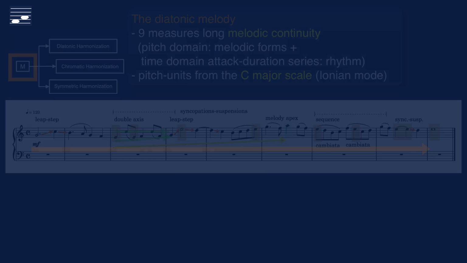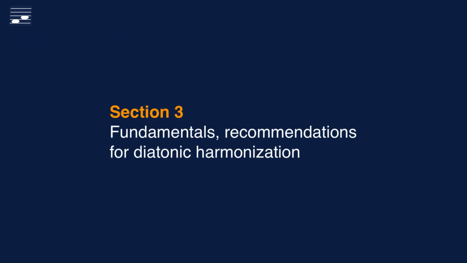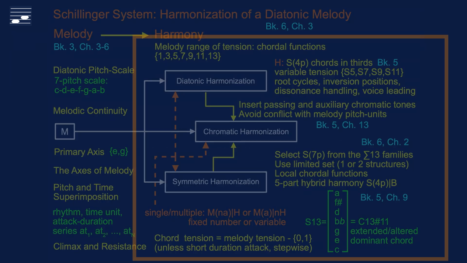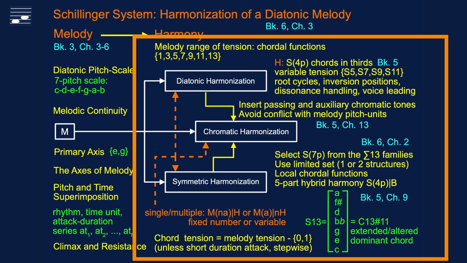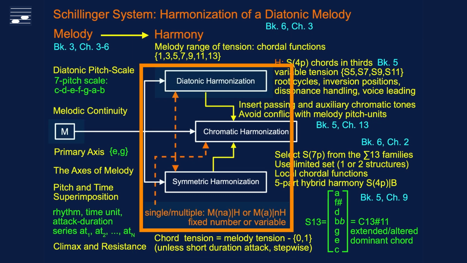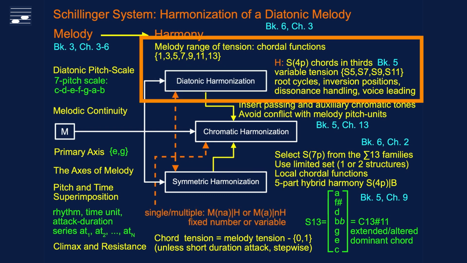In this section, we'll discover new territory and move over into the harmony domain. We investigate the effect of the chord density, here expressed as the ratio of M/H. And then we'll look at diatonic harmonization in detail, that is, the selection of chord structures and progressions.